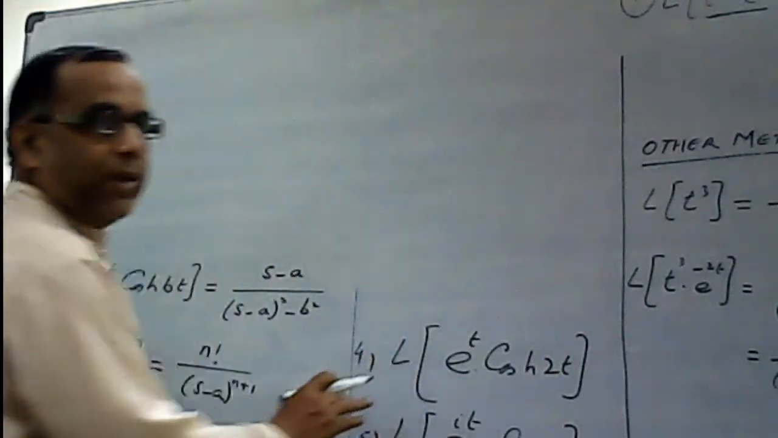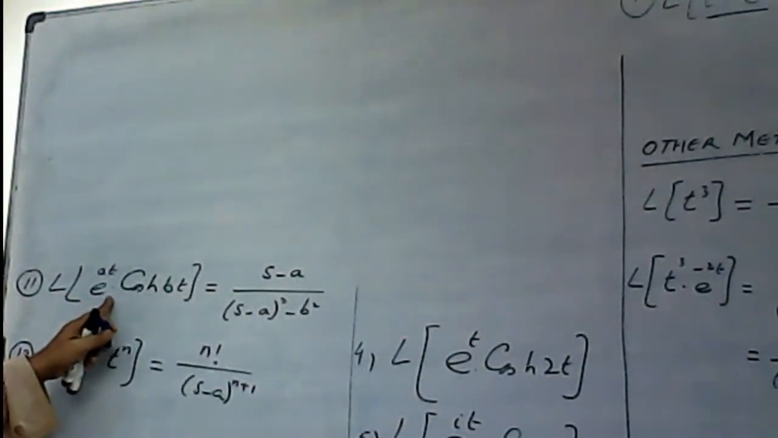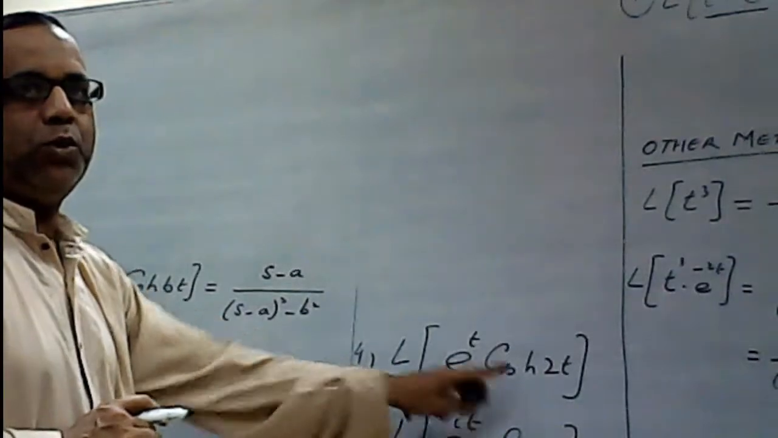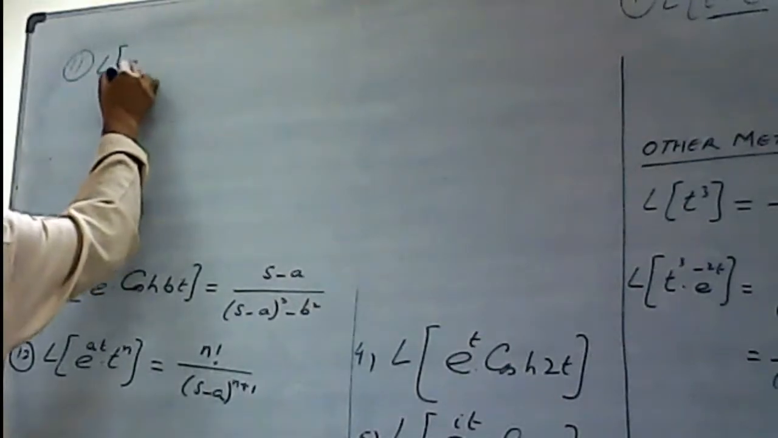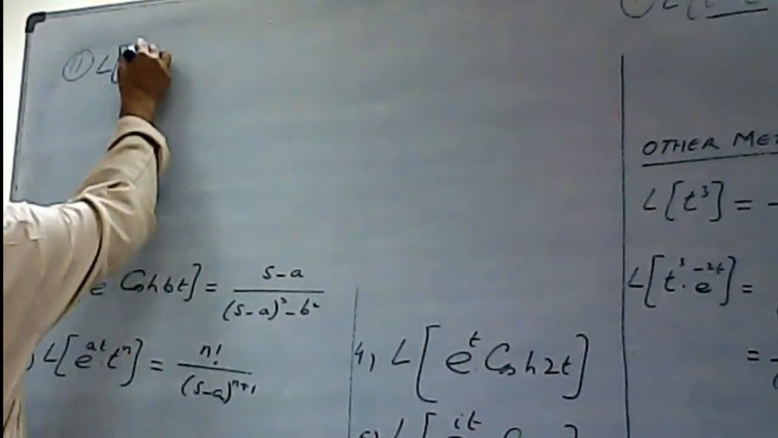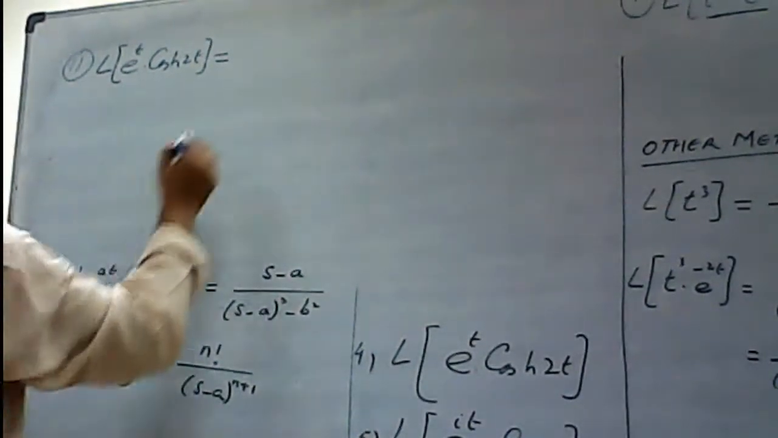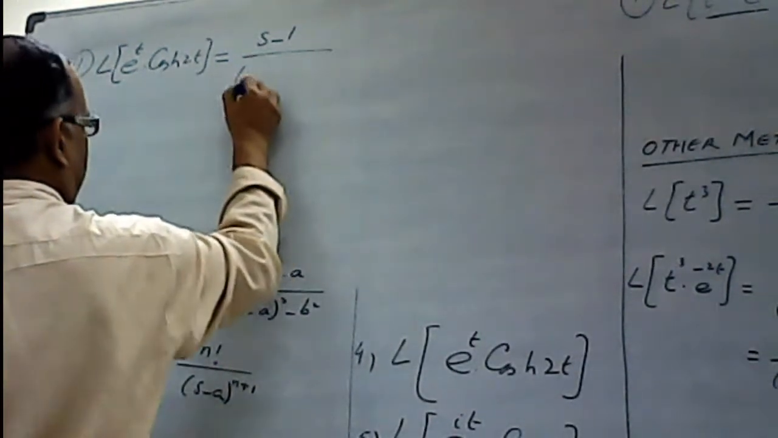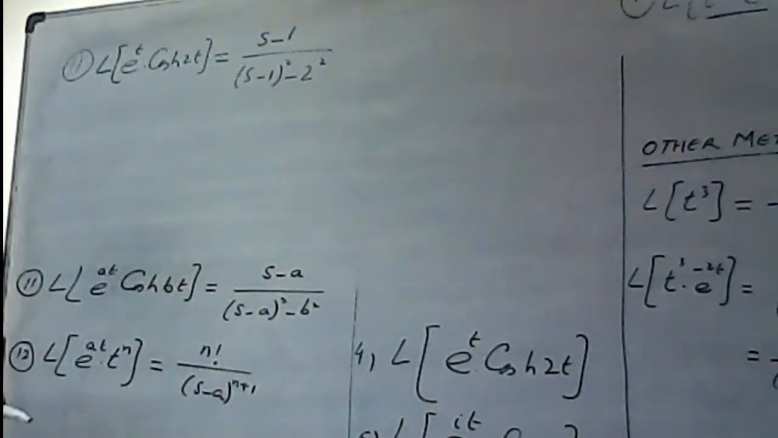Now if you look at example number 4 here, it is exactly according to formula number 11. The value of a is 1 and the value of b is 2. So I can directly use e power t into cos hyperbolic 2t, which will be equal to s minus a, meaning s minus 1, divided by (s minus 1) whole square minus 2 square.